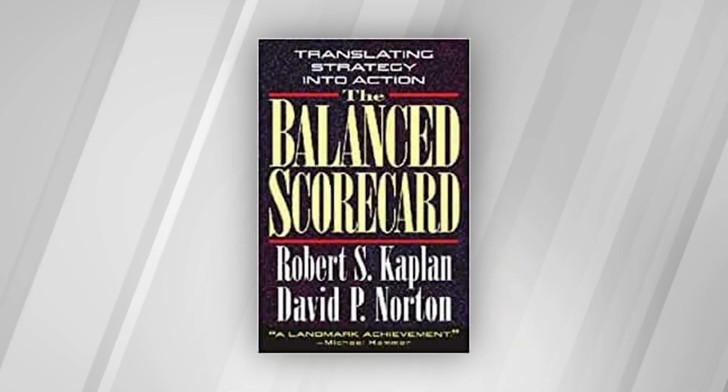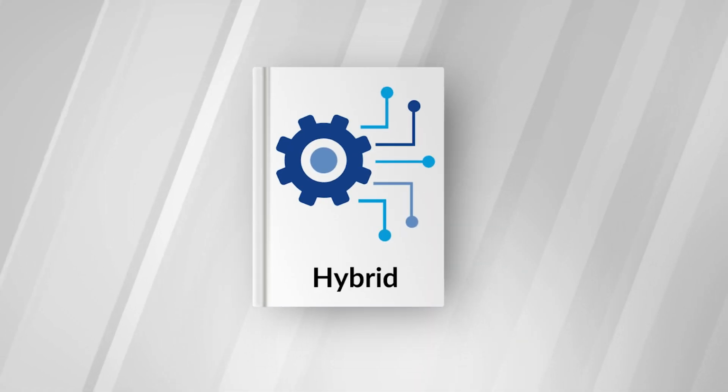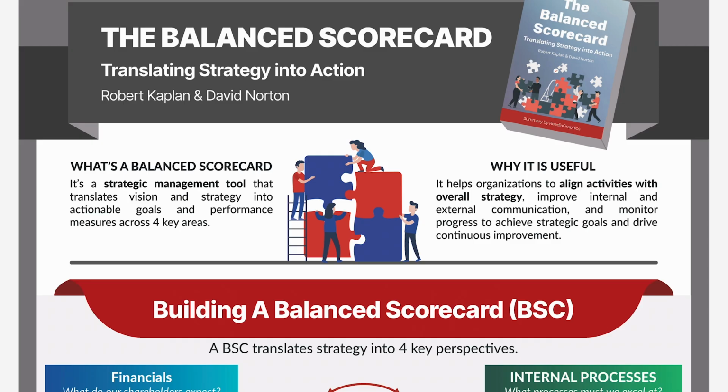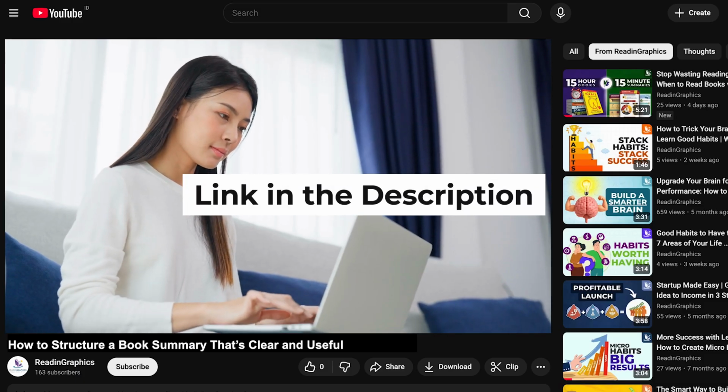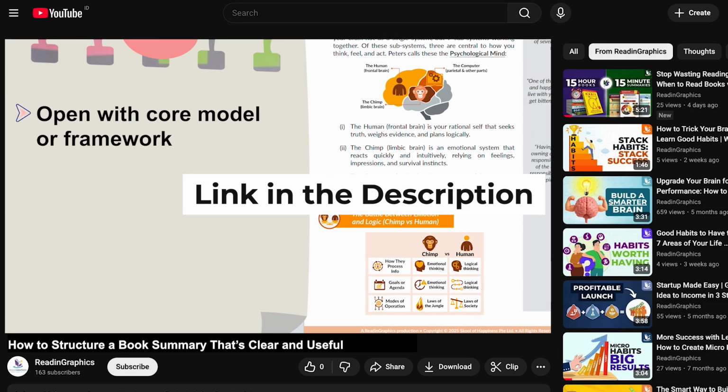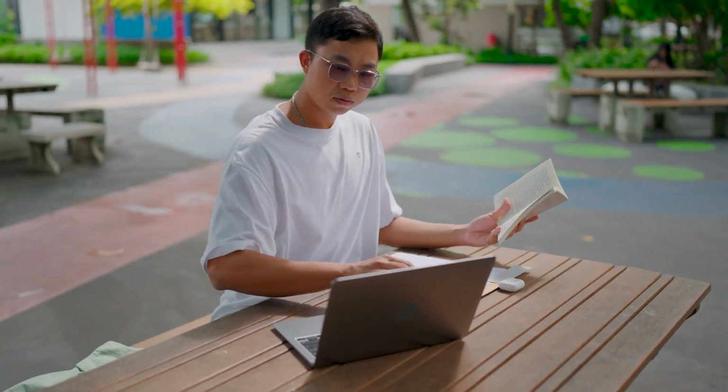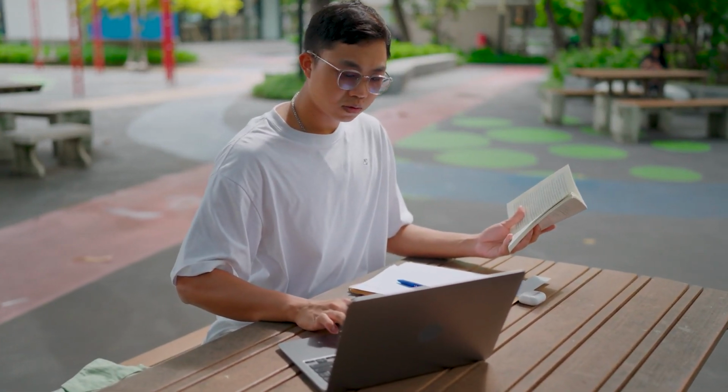If it's built around a central model or framework, like the balanced scorecard, use the hybrid structure. Capture the model first, then add examples and applications under each part. We explain these in more detail in another video linked in the description. Using these will make your summaries clear, easy to remember, and simple to apply.